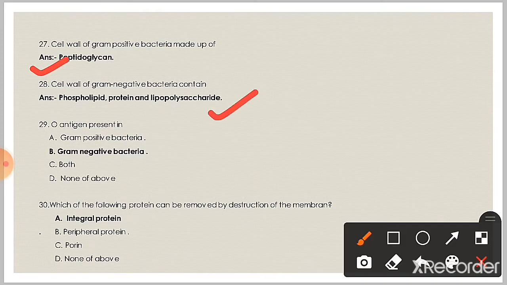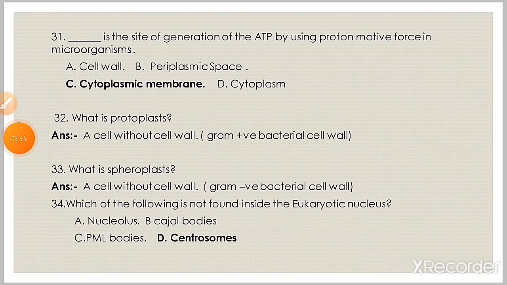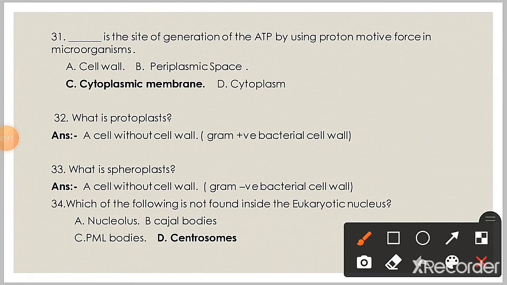Question 29. O antigen present in option B, gram negative bacteria. Question 30. Which of the following protein can be removed by destruction of the membrane? Option A, integral protein. Question 31. Is the site of generation of ATP by using proton motive force in microorganism. Option C, cytoplasmic membrane.